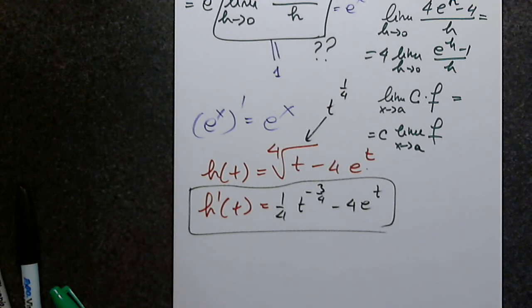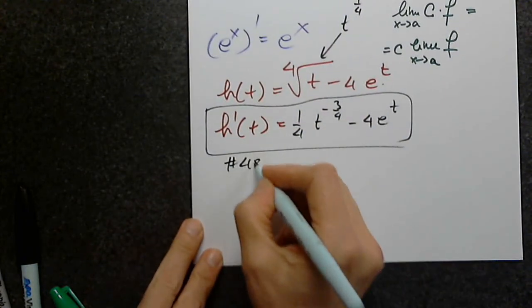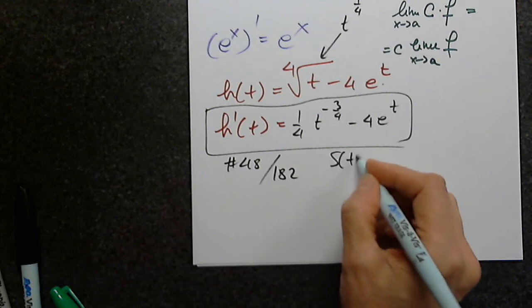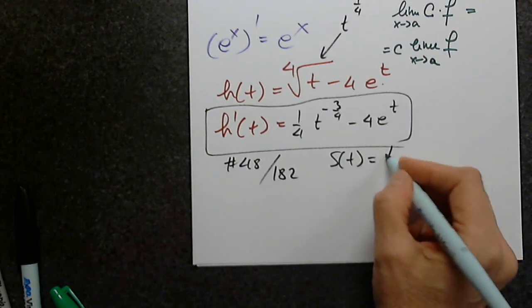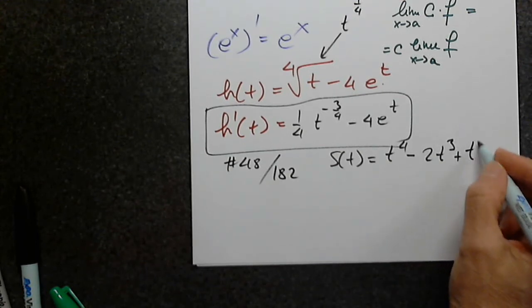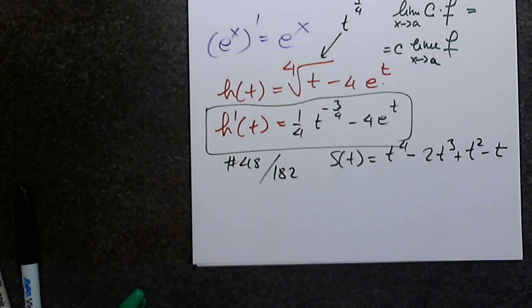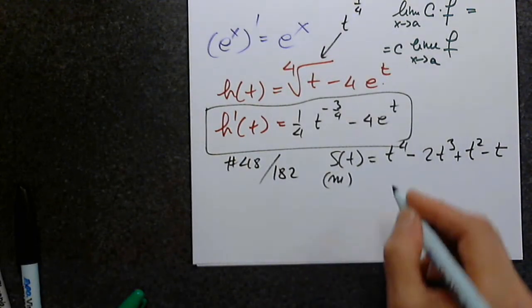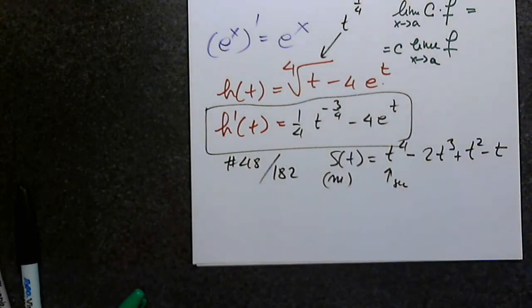On page 182, problem 48, and then we'll stop. The equation of motion of a particle is given by s of t equals t to the fourth minus 2t cubed plus t squared minus t, where s is in meters and t is in seconds. Find the velocity and acceleration as functions of t.